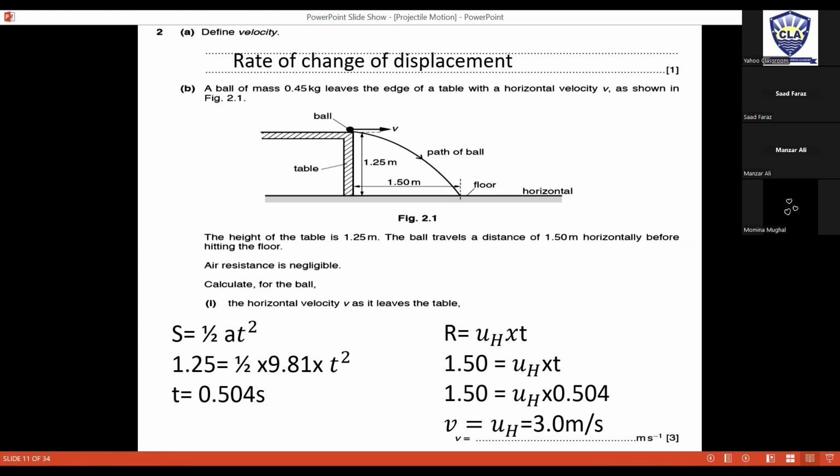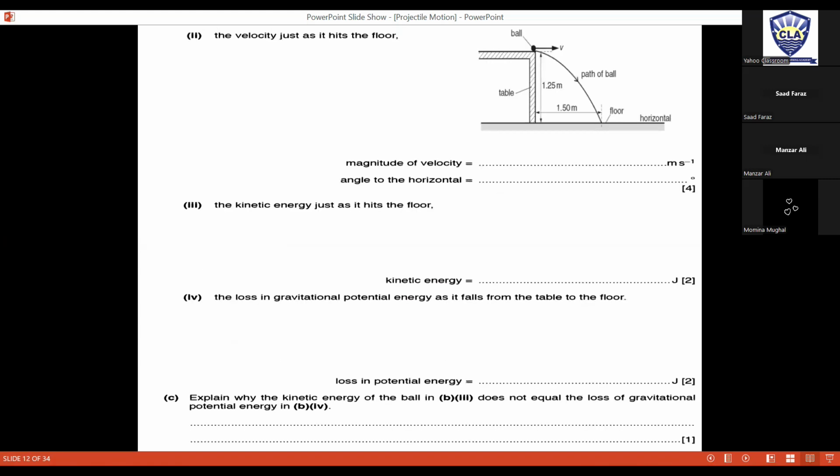Okay, the next part, the velocity just as it hits the floor. Now remember, when it hits the floor, it not only has horizontal velocity, but it will also have some vertical velocity, which we can calculate as v is equal to u plus at. Here it comes out to be 4.99, or 5.